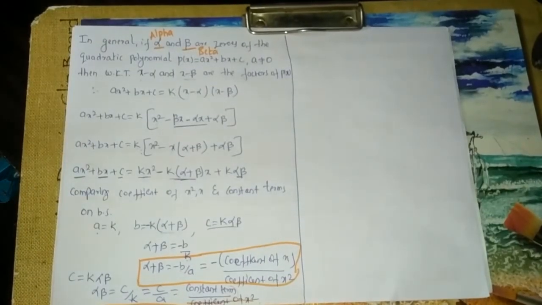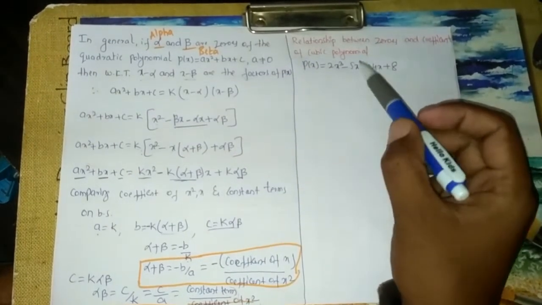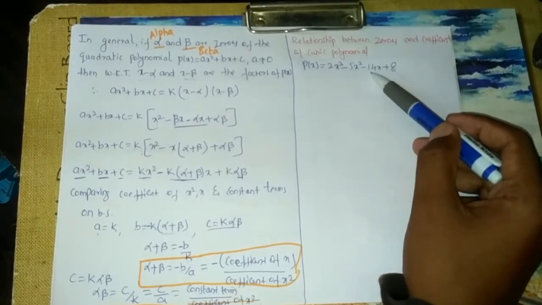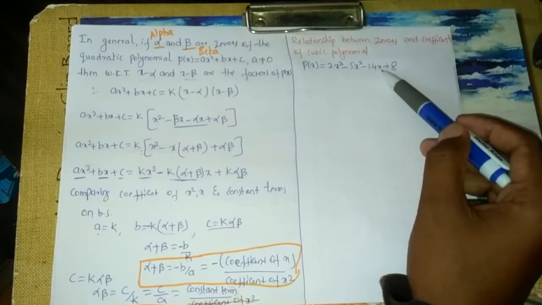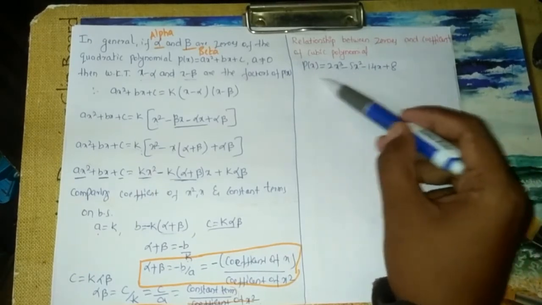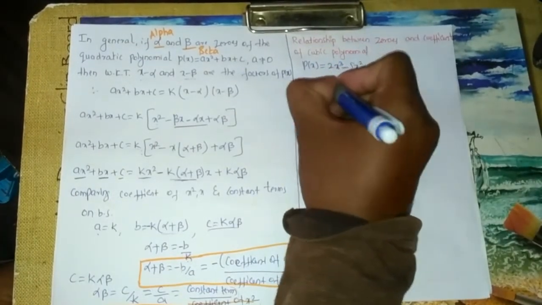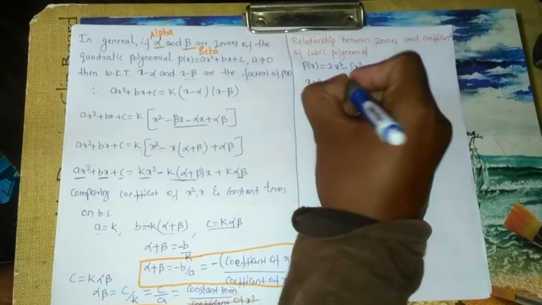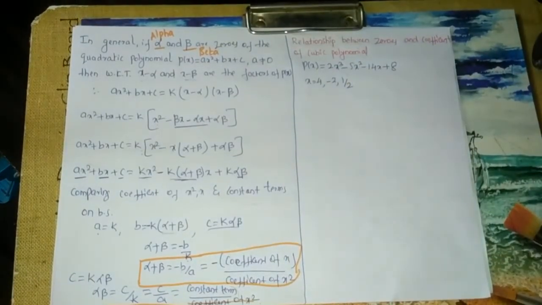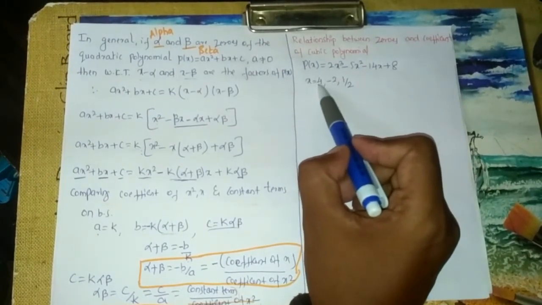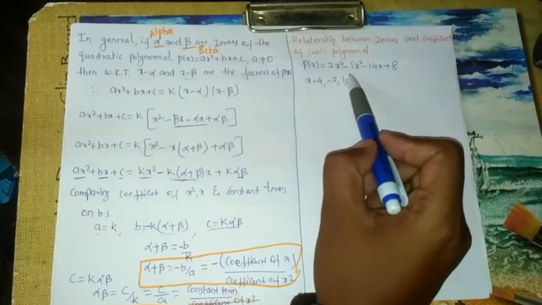Now let us discuss the relationship between zeros and coefficients of a cubic polynomial with an example. Let us consider p of x equals 2x cube minus 5x square minus 14x plus 8. So the zeros of this expression are x equals 4, x equals minus 2, and 1 by 2. Since p of x can have at most 3 zeros, we have 4, minus 2 and 1 by 2.